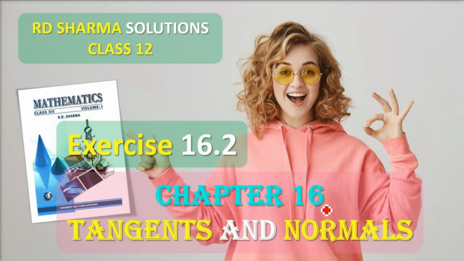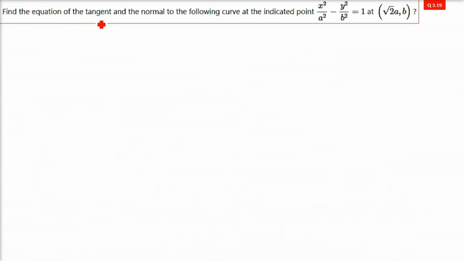This is RD Sharma Solution Class 12. We are taking Chapter 16, Tangents and Normals. Exercise 16.2: Find the equation of the tangent and the normal to the following curve at the indicated point: x²/a² − y²/b² = 1 at (√2a, b).